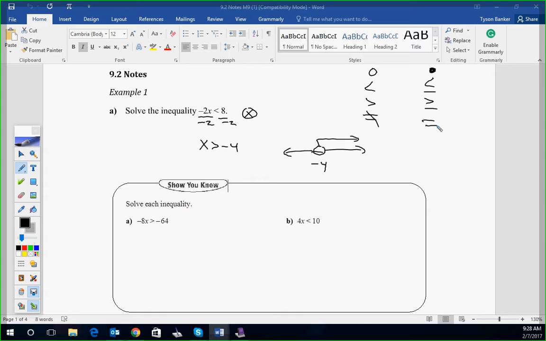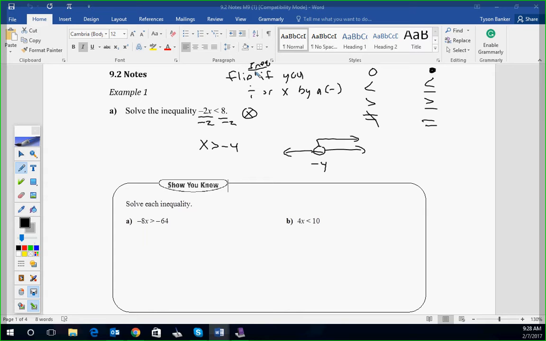If you want to write it up here, I'm not going to write it just because my handwriting's bad and we already did it yesterday. But the rule is flip if you divide or multiply by a negative. You have to flip the inequality. We talked about that yesterday.